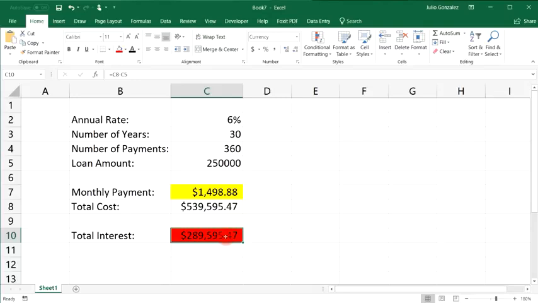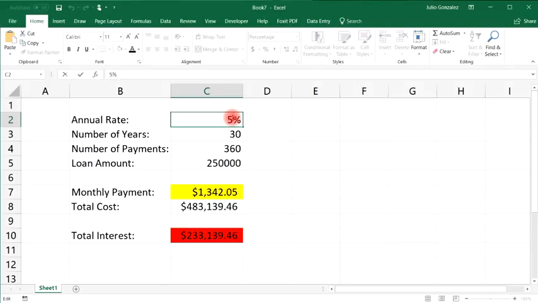Now, there are some things you can do to reduce your total interest payment. The first thing that you want to get good at is learning the art of negotiating. Because if you can bring down this interest rate, you can save a lot of money. So let's say we get it down to 5%. Our total interest over the course of 30 years went down from $289,000 to $233,000. So you're saving a good $55,000, $56,000 right there if you can bring down your interest rate from 6% to 5%.